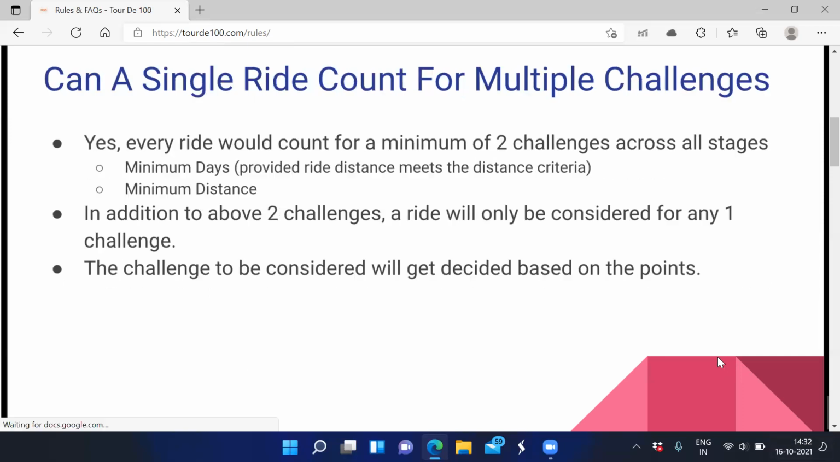Okay. Next, can a single ride count for multiple challenges? Yes. Each ride will be clocked for at least a minimum of 2 challenges. That one is the minimum days that you are riding daily, and the second one will be according to the challenge you do. Okay, and it can be more than 2 as well, if you ride for 30 kilometers a day, and accordingly. I'll give you a brief about that as well when we come to the stages.